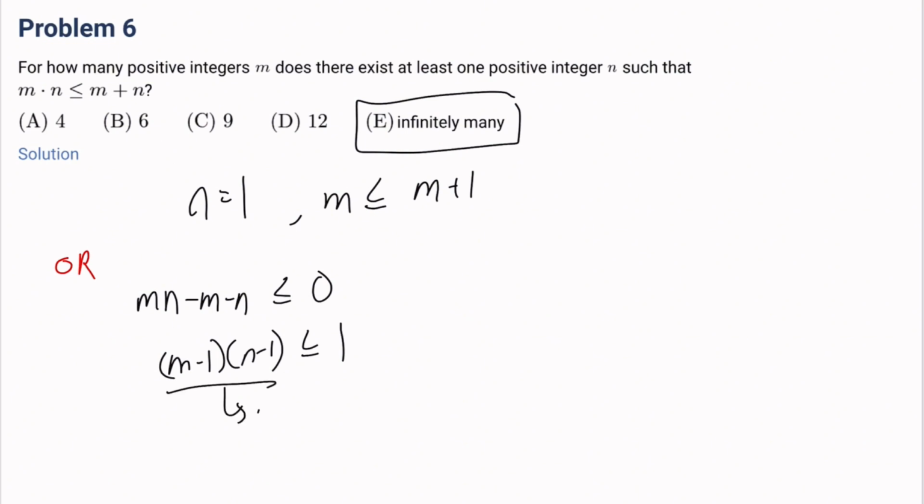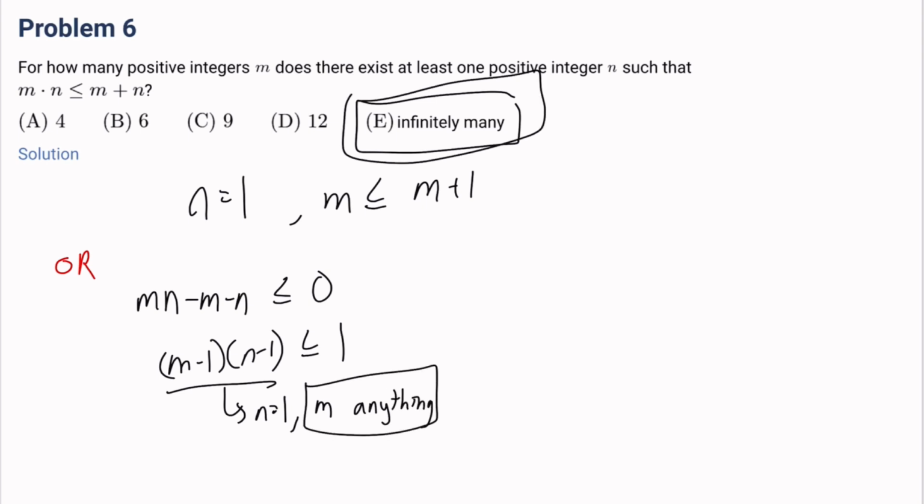And here, if n is 1, then whatever m is, it's always satisfying less than or equal to 1. So m can be anything. And so from there you could get answer E. Whatever way you choose, the answer is E.